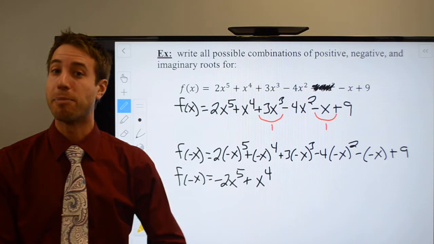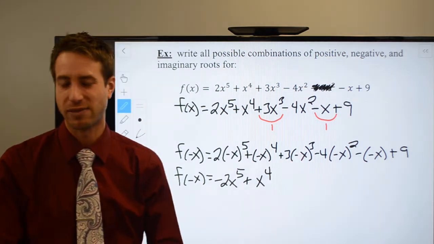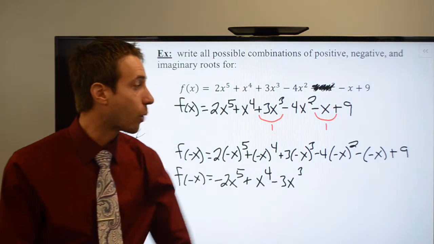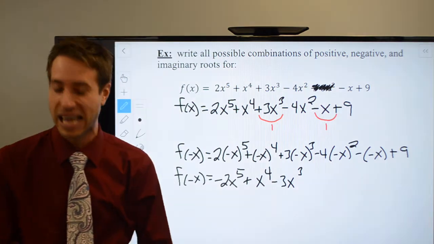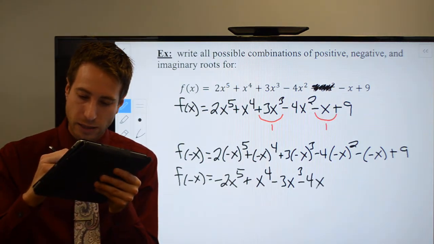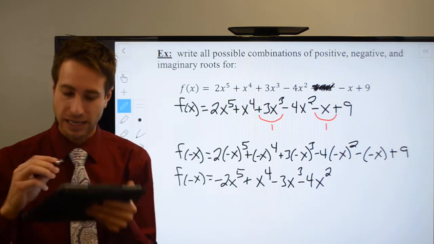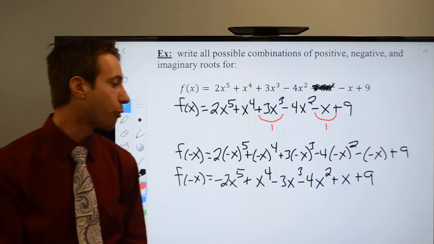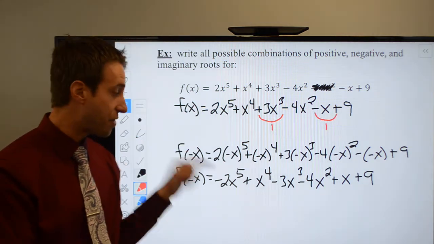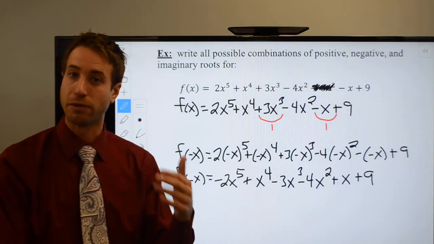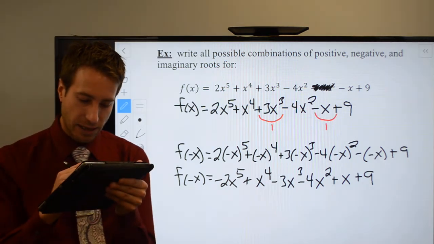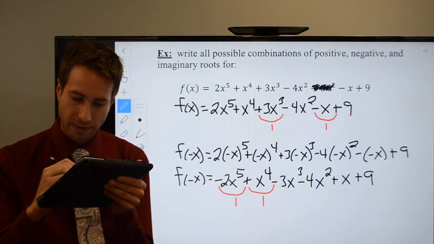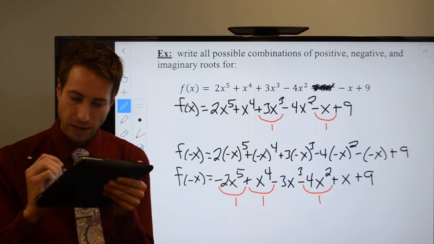A negative number to an odd power is going to be negative. Negative times a positive is negative, so minus 3x cubed. A negative number squared is going to be positive. Positive times a negative is negative, so minus 4x squared. Negative times a negative is now going to be positive, plus x. And then I got my plus 9 on the end. And we go through and count the sign changes for this polynomial to find my negative real roots. So negative to positive, that's 1. Positive to negative, that's 2. Negative, negative, no. Negative, positive, that's 3.